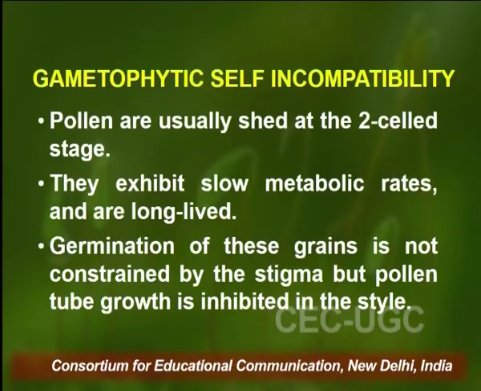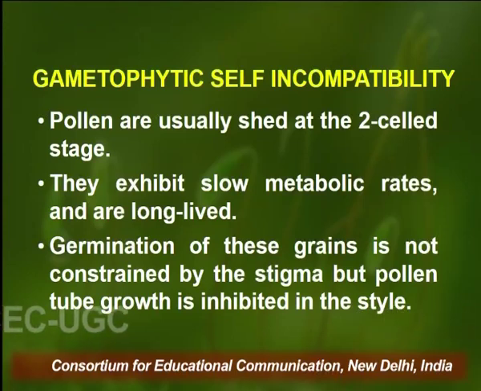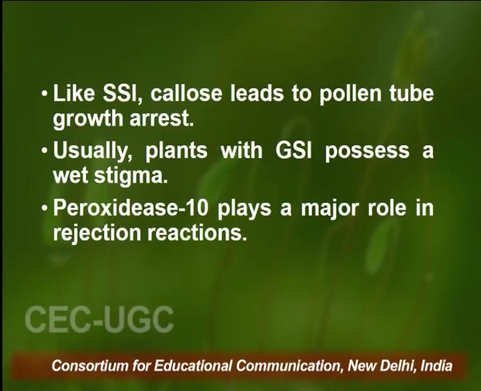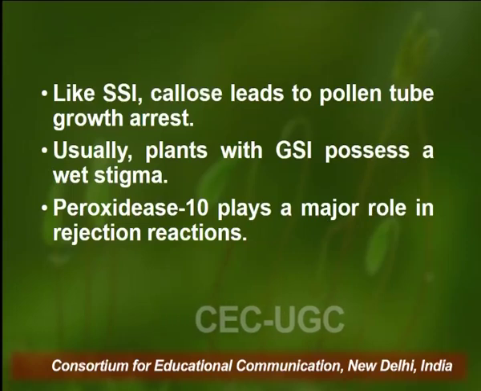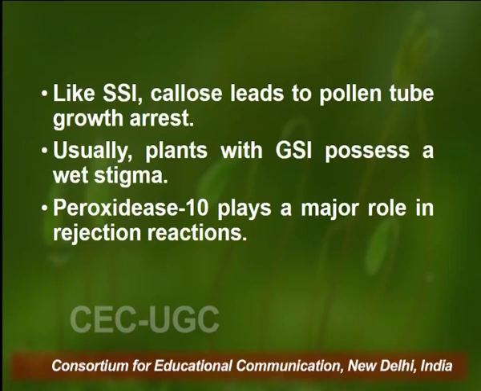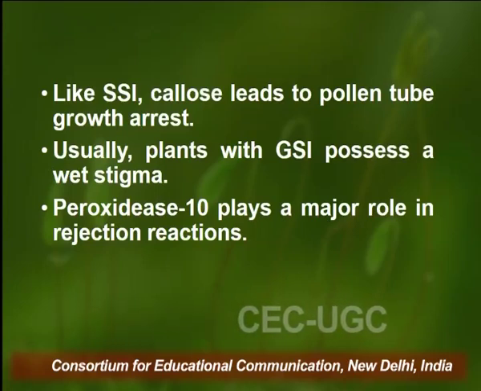Gametophytic self-incompatibility is the one where the pollen are shed at the 2-cell stage. They exhibit a slow metabolic rate and hence they are long-lived. Germination of these grains is not constrained by the stigma, but pollen tube growth is inhibited in the style. Like SSI, callose leads to pollen tube growth arrest, and usually the plants which exhibit GSI possess a wet stigma, and peroxidase 10 plays a major role in the rejection reactions.